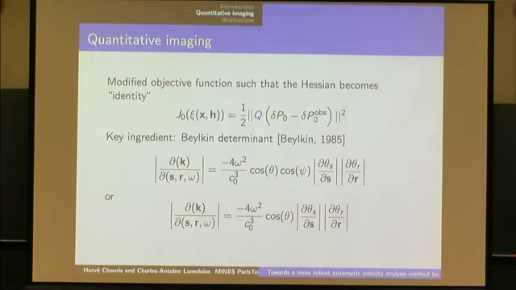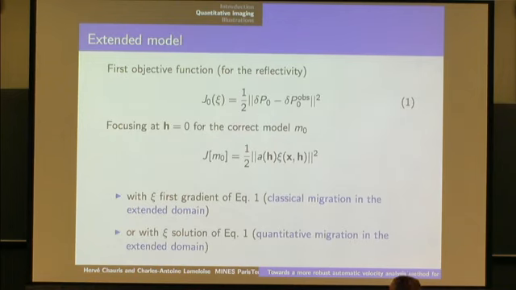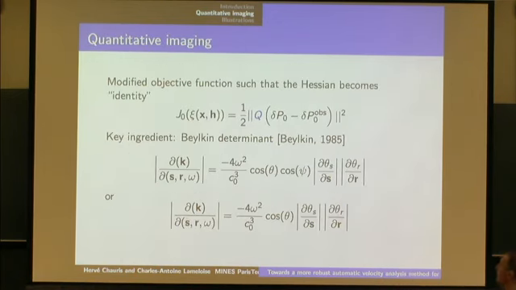So one way, but there are different ways, is to modify the objective function. So the top one here, and to introduce a weight such that the Hessian becomes more or less diagonal, up to smoothing terms, okay? To do that, we worked within the high frequency approximation. So it is not necessary to compute this, but to compute that term.